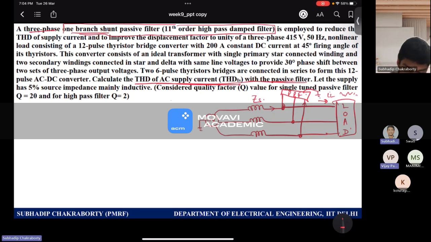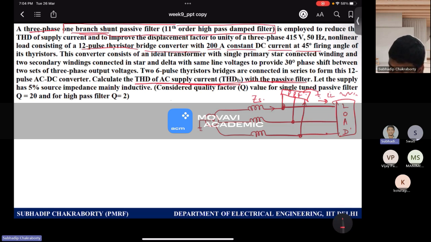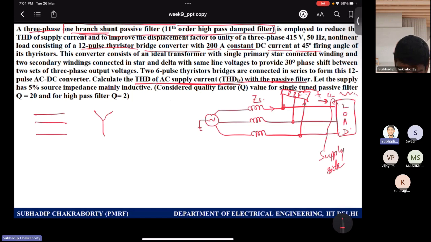So first, let us determine the load. Obviously this is a three-phase system, but you have a 12 pulse thyristor bridge converter with 200 ampere constant DC current. If you draw the load side, this is the supply side. After the supply, you have a star delta configuration. This is the 3 wire of the supply that is coming. You have isolation here and star delta configuration, and this is feeding the thyristor based converter.